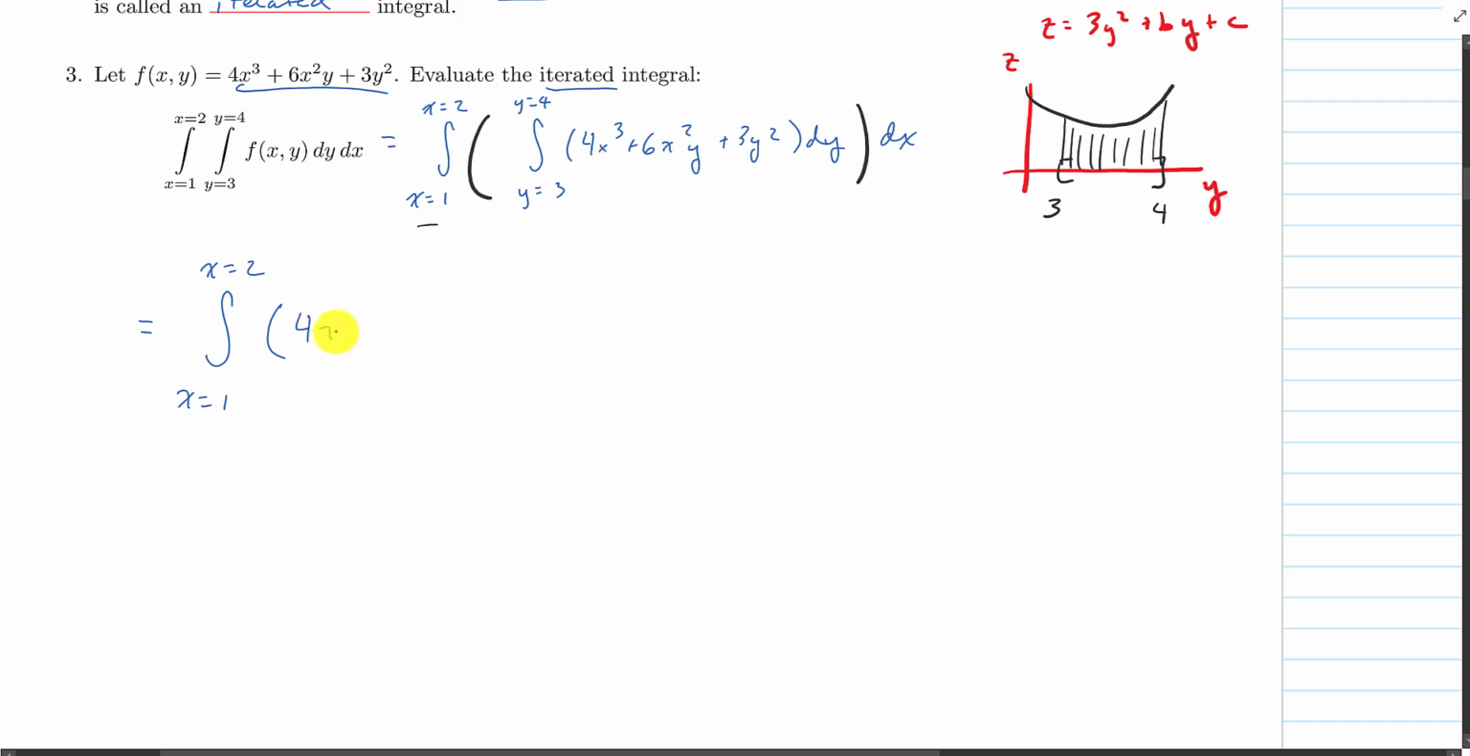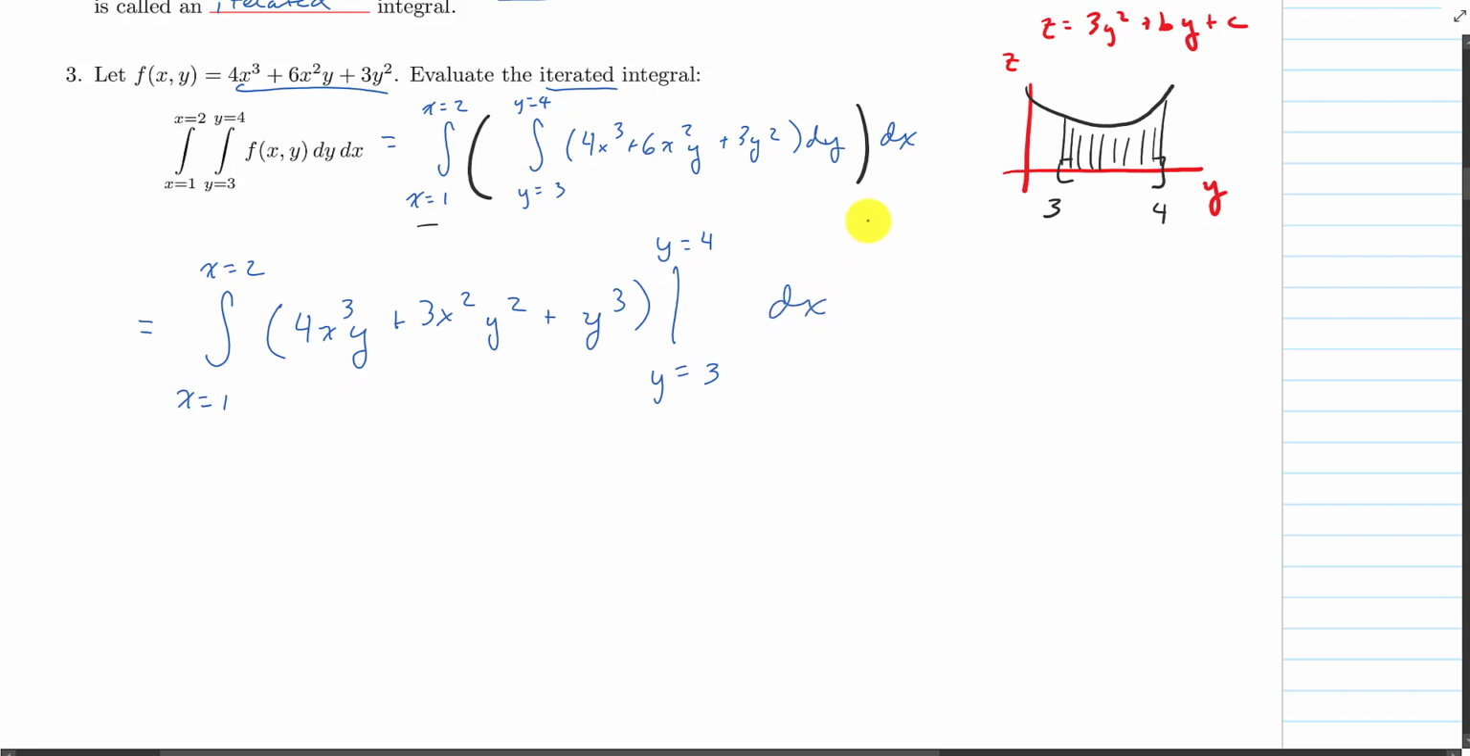So that's going to give me 4x cubed y. How come? Because this is a constant term, and the antiderivative of a constant is just that constant times y. Plus, when I integrate this term, we're going to have y squared, so I'm going to divide by 2, so this is going to give me 3x squared. Plus, this one's just straightforward integration, y cubed. All evaluated from y equals 3 to y equals 4.